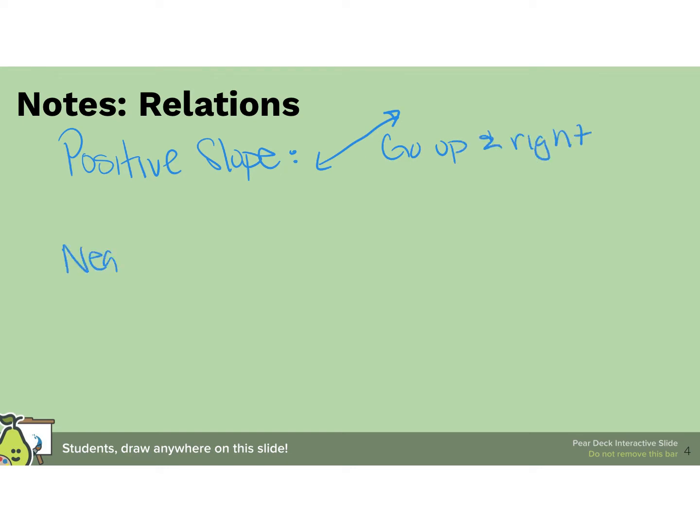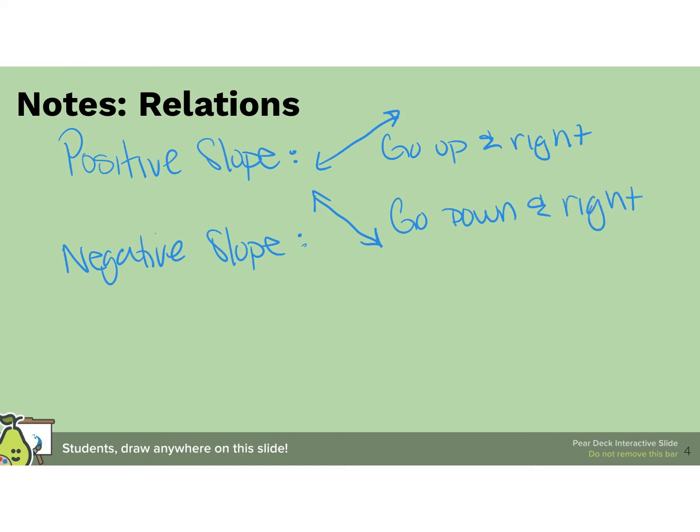Negative sloping lines always, always, always look like that. They go down and right. That's really all you need to know.